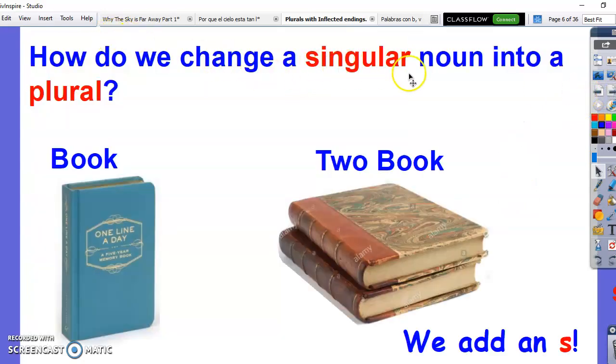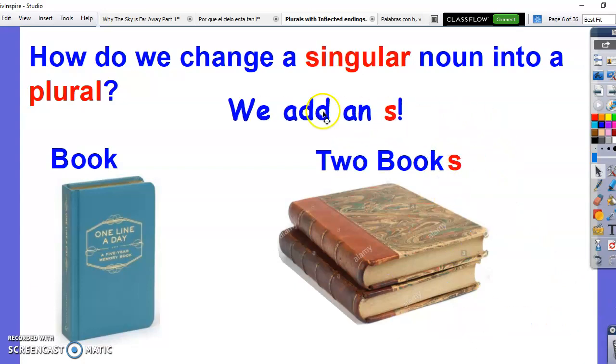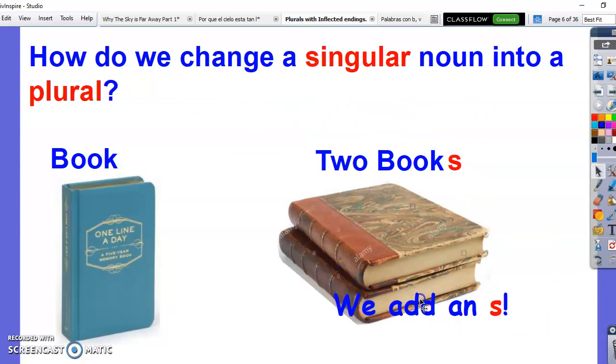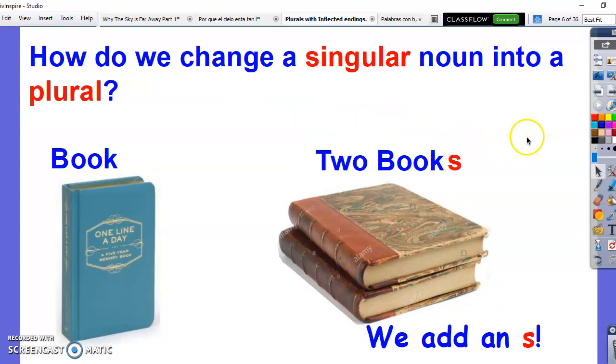How do we change a singular noun into a plural? As it says here, we have book, but we don't say "two book." We know we have to put an S on there. So we add an S to turn singular nouns into plurals, most of the time.